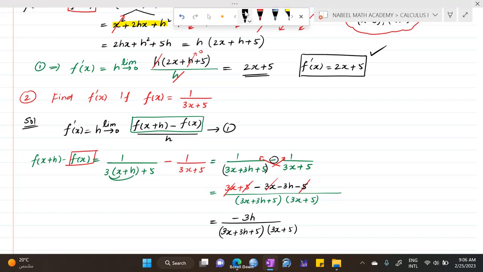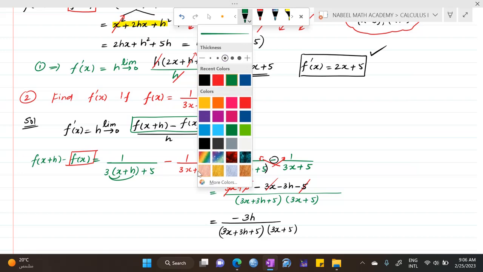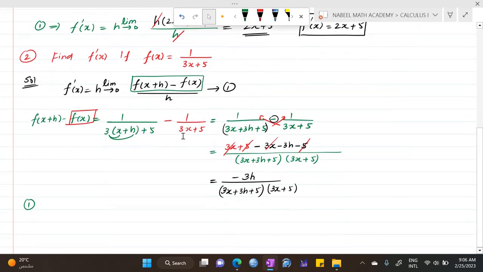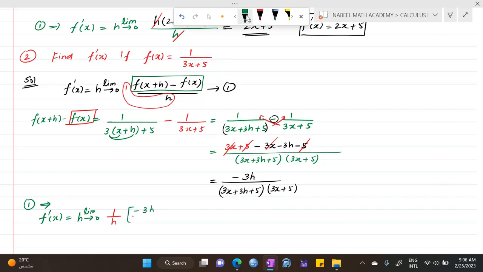Now I just substitute in equation number 1. So in equation number 1, f prime of x equals limit h approaches 0, and I will write 1 over h as in the first term. Is it the same? Right? Now, the remaining function, what is that? Minus 3h over 3x plus 3h plus 5 into 3x plus 5.